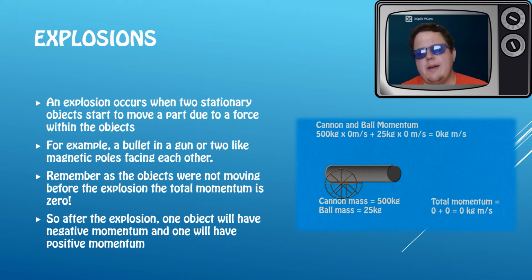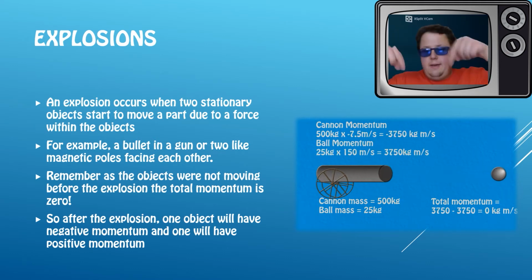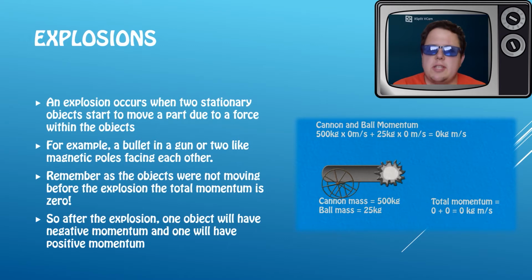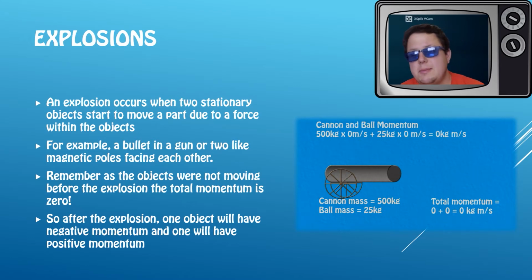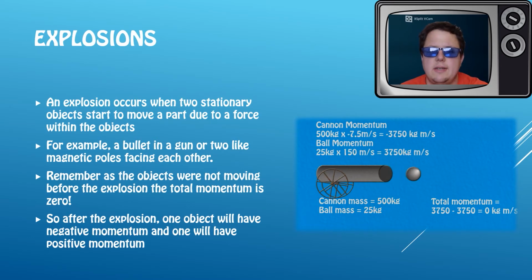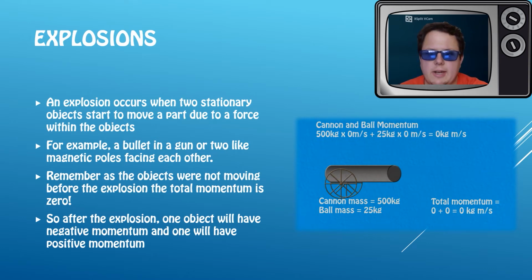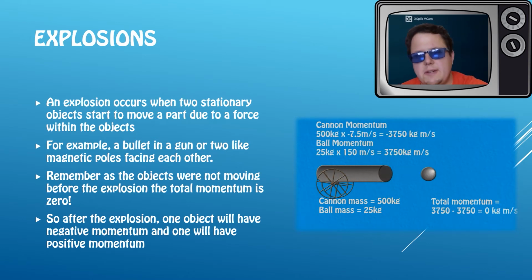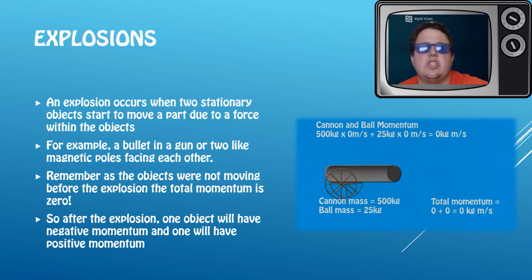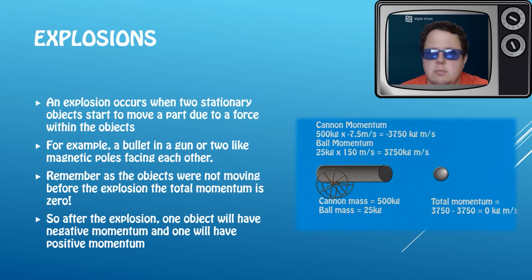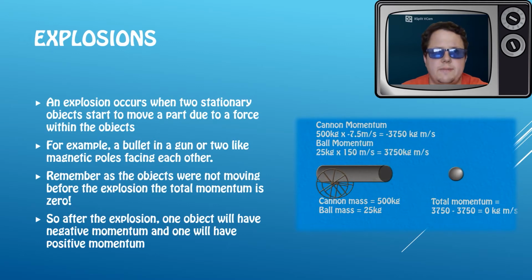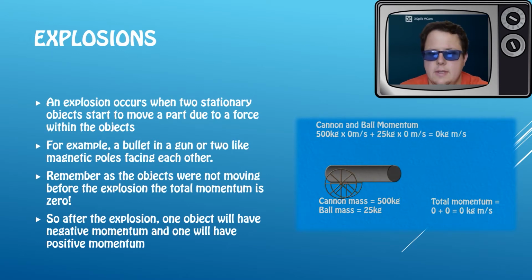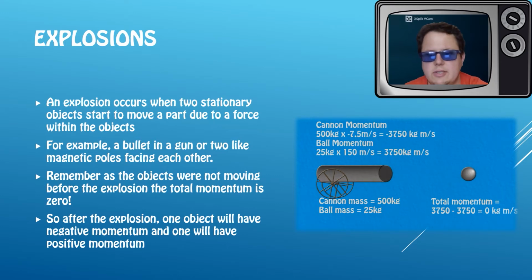So here we have a cannonball and a cannon again below me. Before we start, we have 0. Afterwards, the cannonball's moving at 150 meters per second, giving it a momentum of 3,750. The cannon, moving in the opposite direction, is moving at a speed of minus 7.5 meters per second because it's so much heavier than the cannonball. It doesn't move anywhere near as fast, but it still has the same momentum, but negative. And again, you can see total momentum here is conserved.